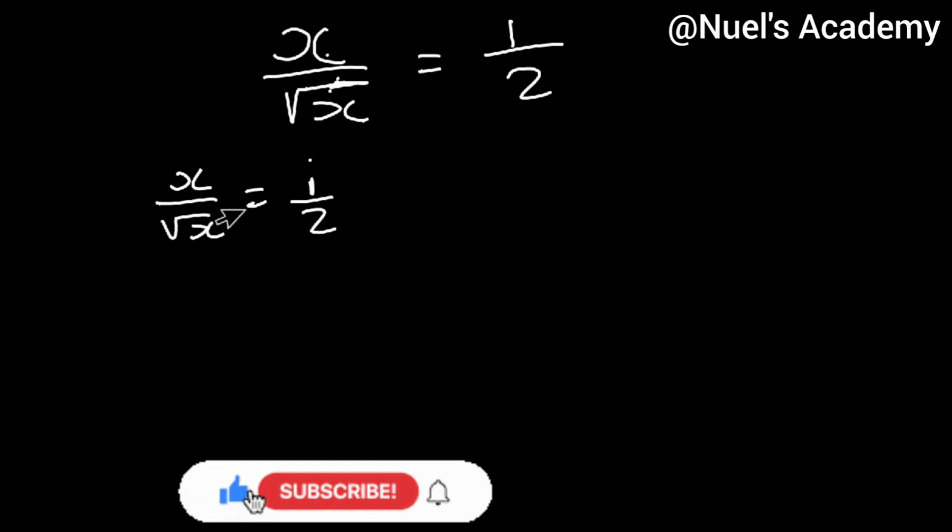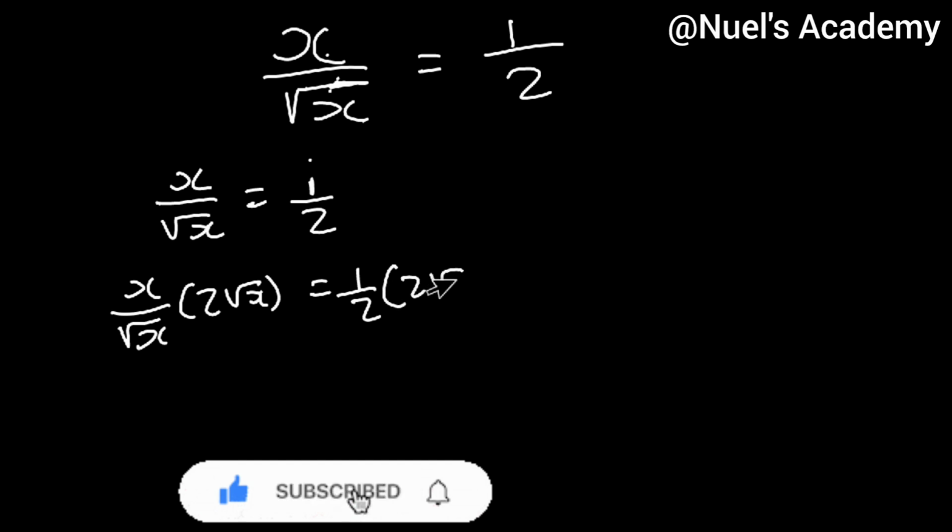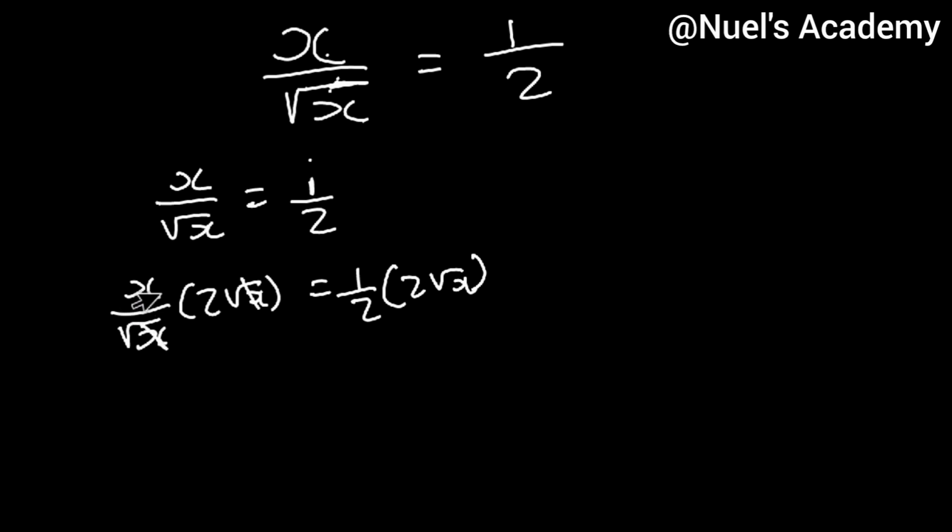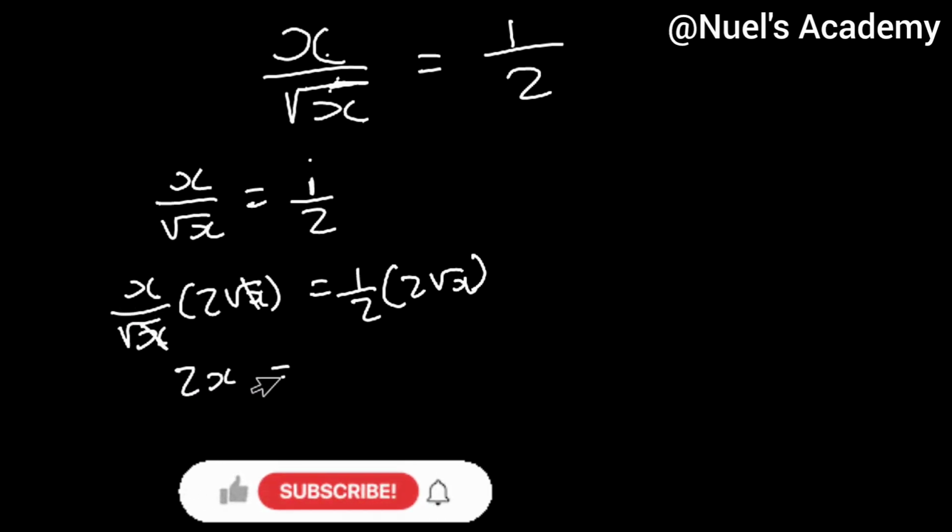The first step is to clear these fractions of root x and 2. To clear the fractions, we multiply both sides of the equation by 2 root x. So I'm going to have x over root x multiplied by 2 root x equal to 1 over 2 multiplied by 2 root x. On the left hand side, root x cancels root x, and we're left with x times 2, which is 2x, equal to, on the right, the 2 cancels the 2, and we're left with root x.